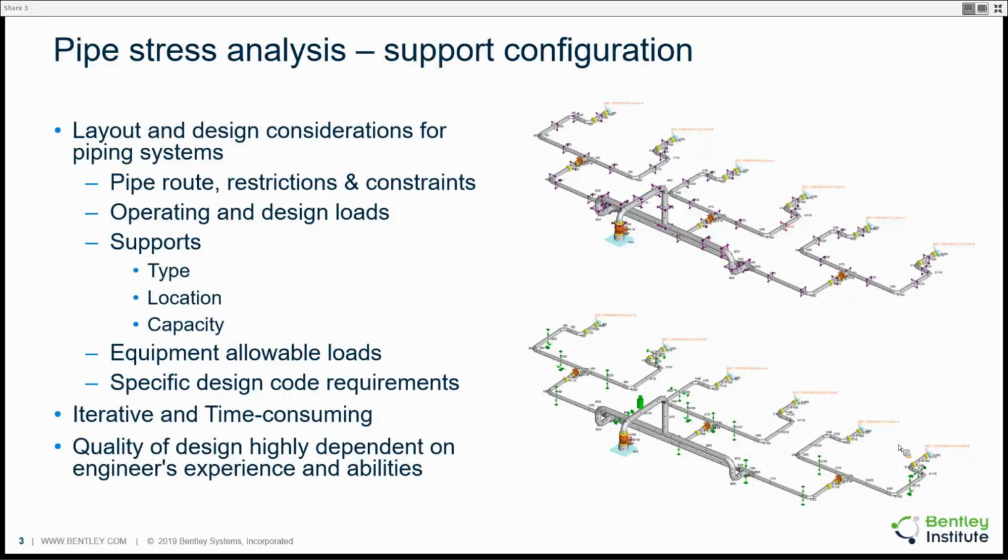Every piping system will have geometry constraints and a set of loading conditions to be satisfied against a requirement of a specific stress design code. In addition, we have load capacity of supports and equipment nozzle limits to consider, as well as minimum deflection of piping. As some of these conditions are conflicting, manually determining a satisfactory route and support configuration can be a time-consuming process.